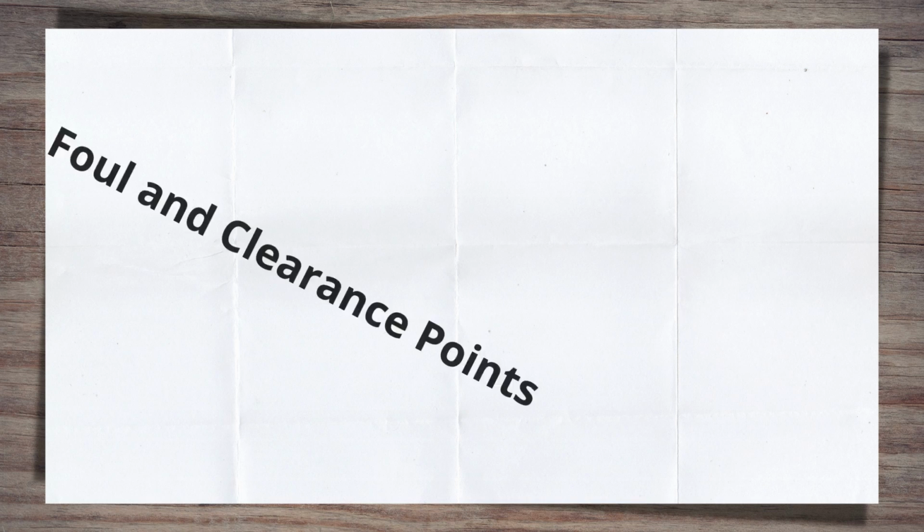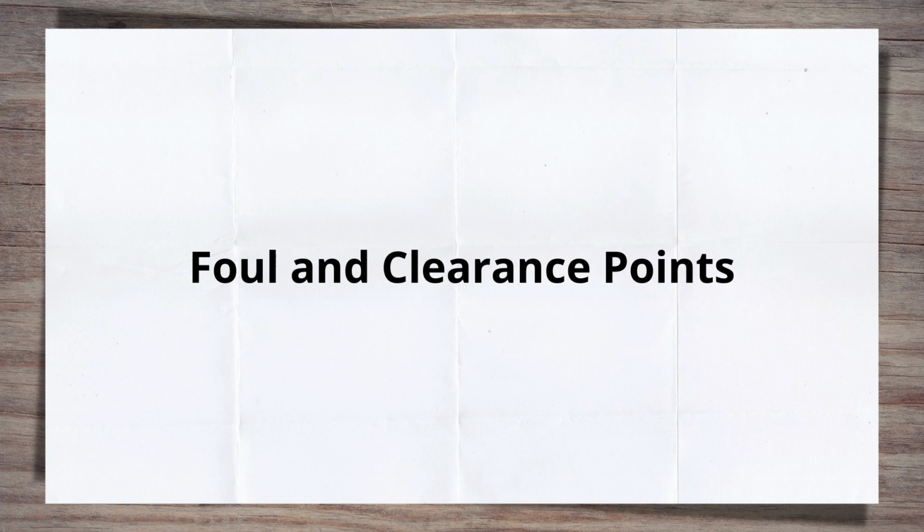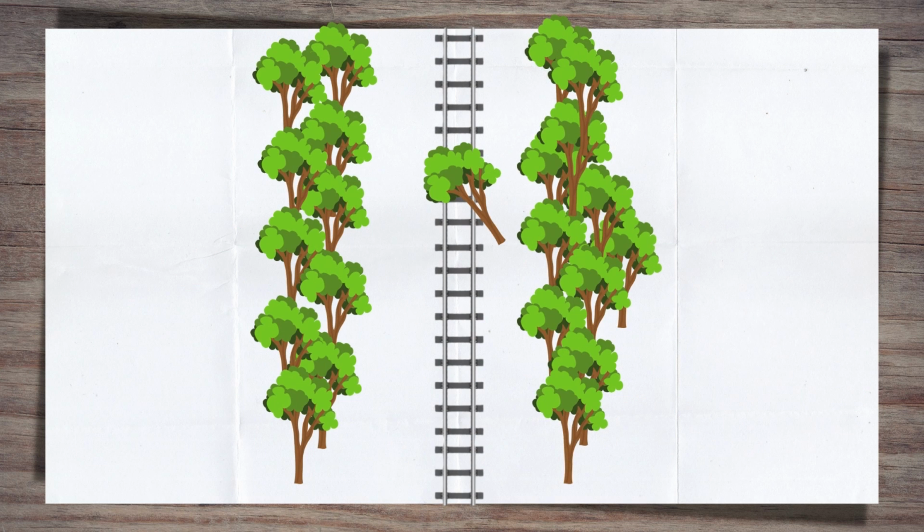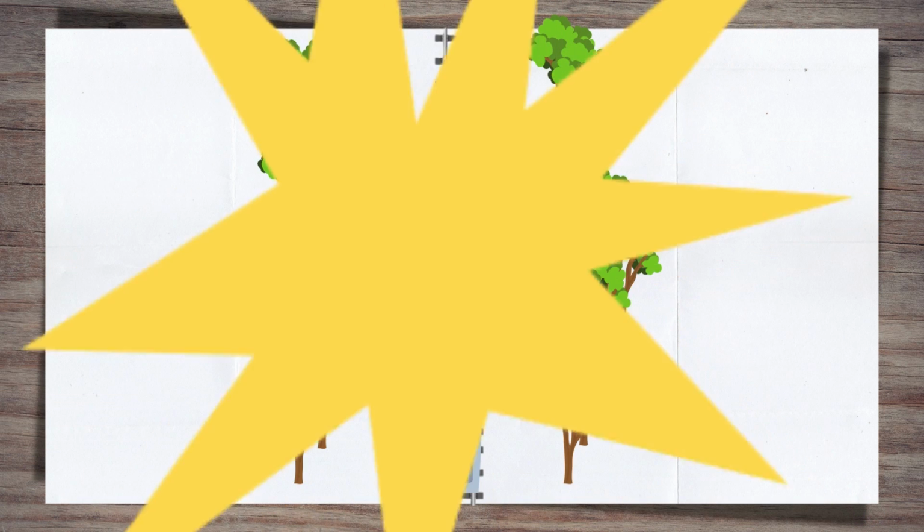This is where foul and clearance points come in. Both are theoretical lines on a junction layout, but with slightly different meanings. Let's start with the fouling point. If an object is described as foul of the line, like this tree, it will be hit or struck by a train as it passes.